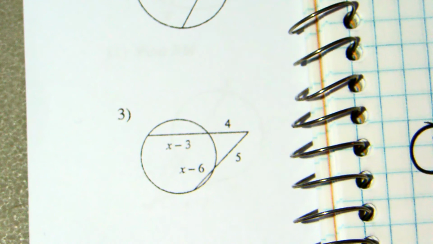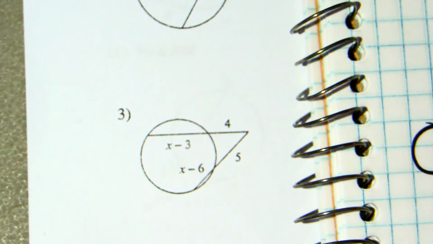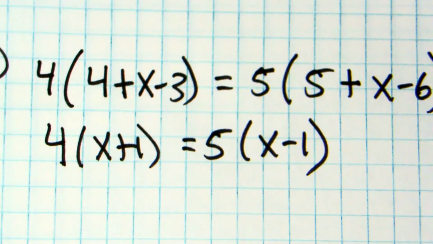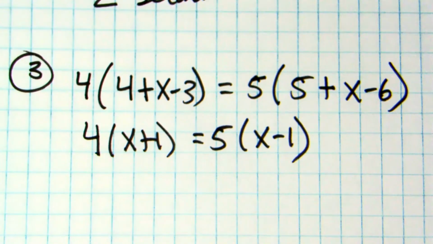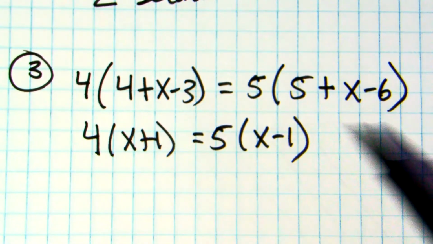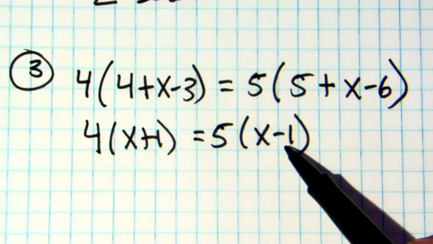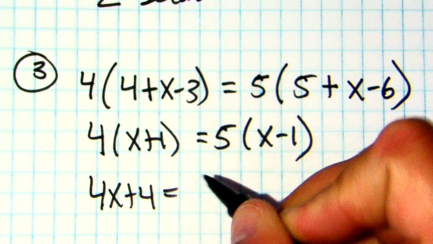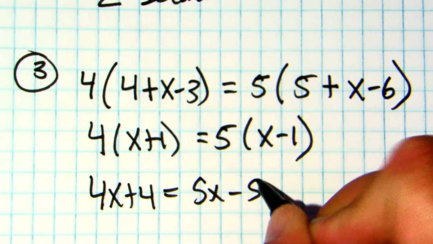Now, combine like terms on the inside, so we'll have 4 and we'll have x plus 1 equals 5, and we'll have x minus 1. Zoom out just a little. So now all I've done is I've combined 4 minus 3 is 1 and 5 minus 6 is negative 1. Now I'm going to distribute. Get 4x plus 4 equals 5x minus 5.